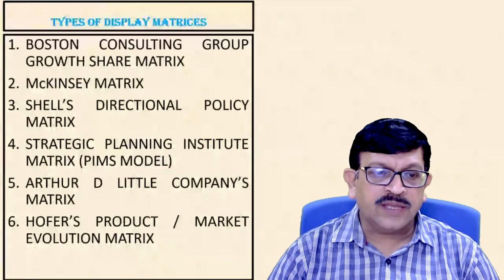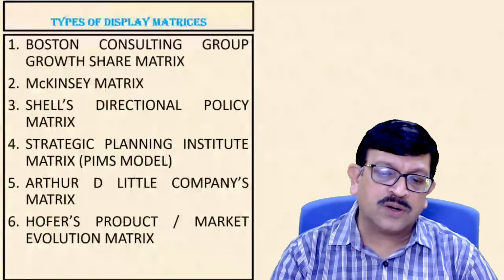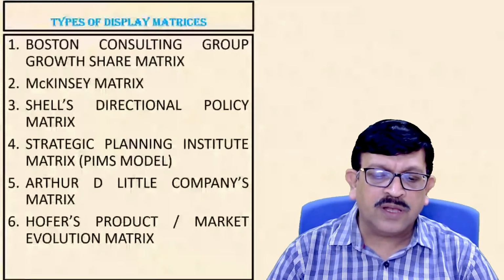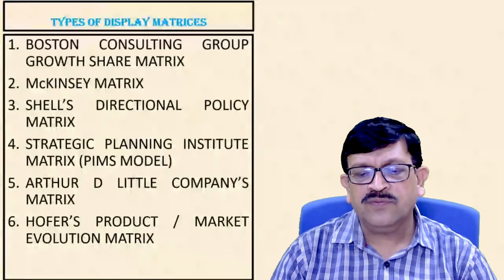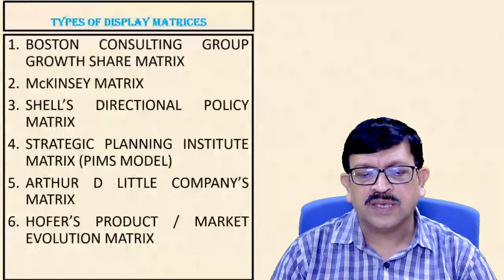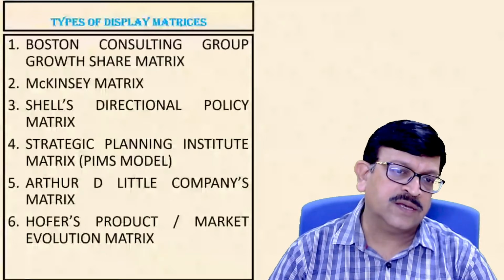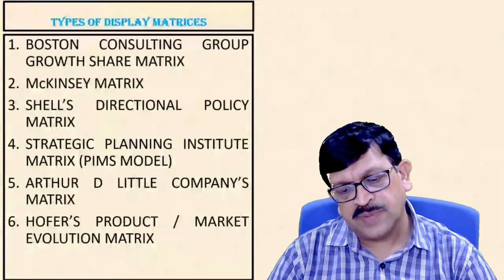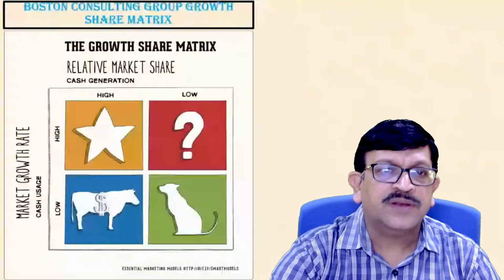Last, we'll be looking at Hofer's product market evolution matrix, which looks at how the product has evolved and what its competitive position is across the various levels of the PLC. It is additional work on the BCG matrix. So let's deep dive into what the BCG matrix is talking about.